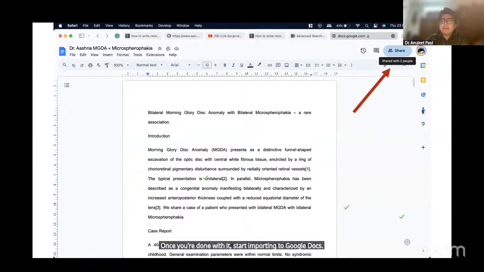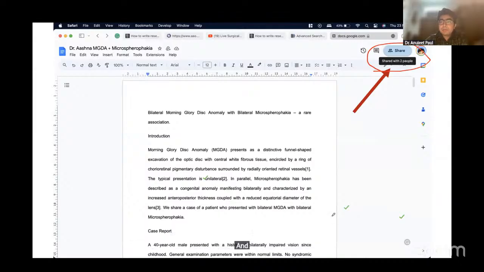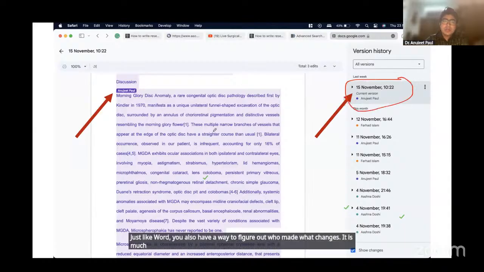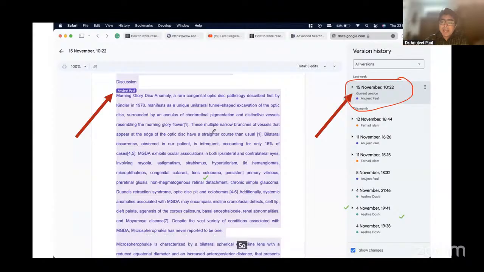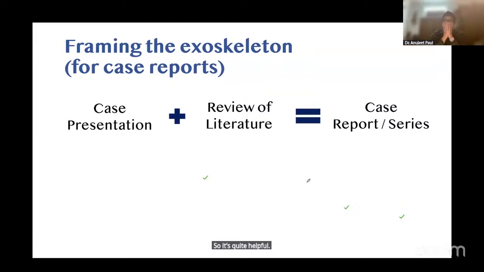Right. So like I was explaining over here, I did have another screenshot. So you can always check who you're sharing with. You can share the article, and for the most part, both the softwares are absolutely the same. Just like Word, you also have a way to figure out who made what changes. It is much better than Microsoft Word. So you can also watch the person edit in real time. So over here, you can see there's a long timeline of who made what changes and at what time. So it's quite helpful.